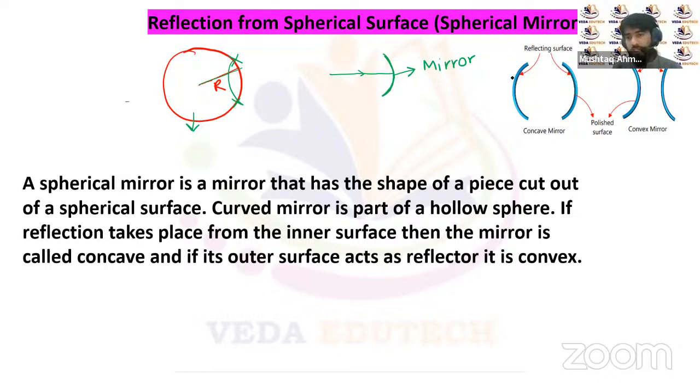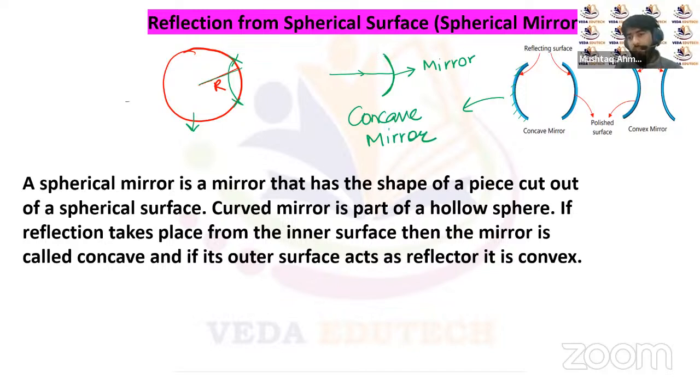Here, the first type is the concave mirror, in which the outer surface is polished and the inner surface is the reflecting surface. So this is the concave mirror. This is called a concave mirror.